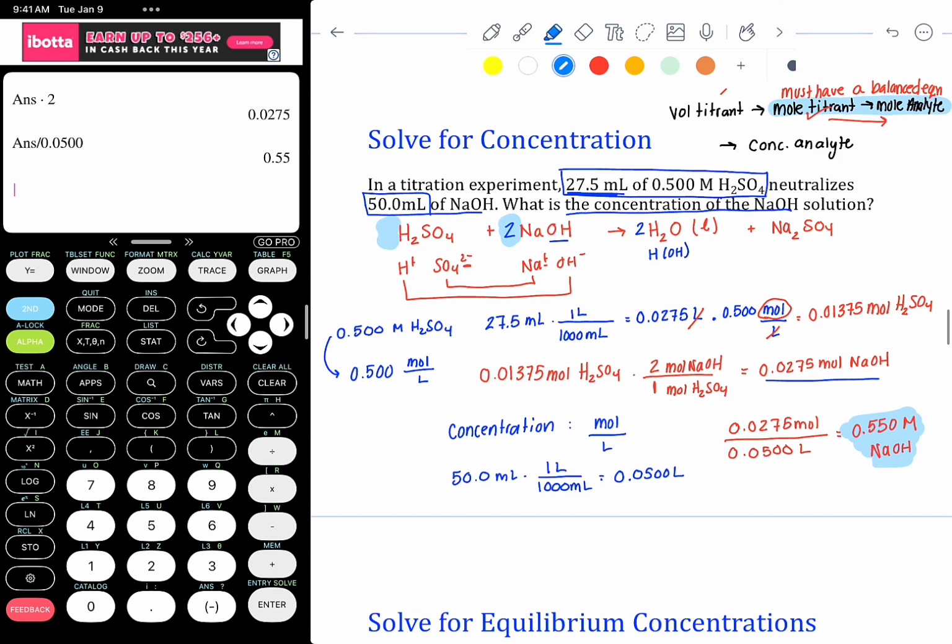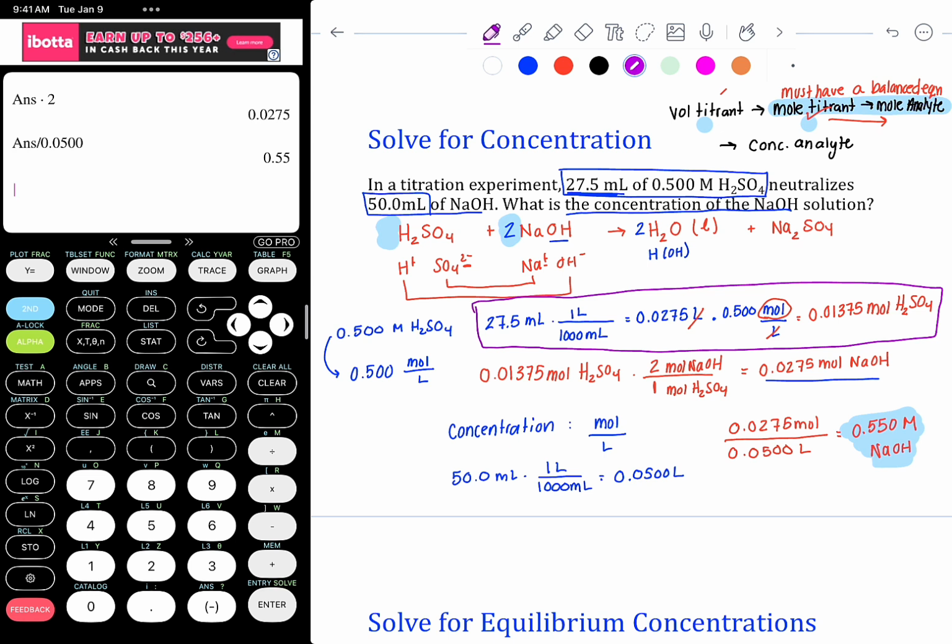So again, we first found our volume of our titrant and converted it to moles of titrant using our concentration. So that's what we did in this first step here. We then used our mole to mole ratio that we've got from our balanced chemical equation to find the moles of analyte. And once we know the moles of analyte, since we already know its volume of analyte as well, we put moles over liters, moles over volume, and we found the concentration, which is what the problem asked us to do.